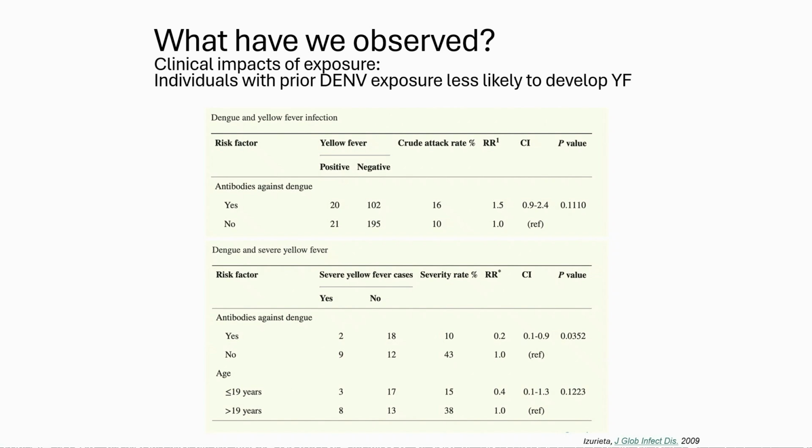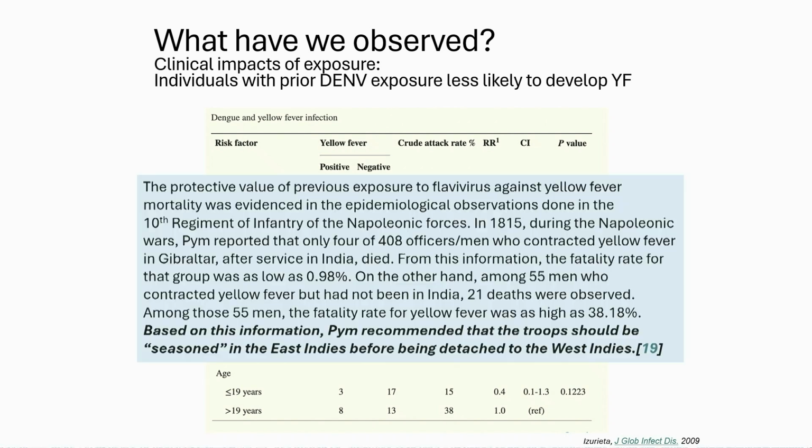And what they found was, if we look at individuals who seemed to have been pre-exposed to dengue, they were no more or less likely to be infected. That rate was the same. But if they looked at the incidence of severe disease, those who had apparent dengue immunity were much less likely to have severe yellow fever. 10% of them developed yellow fever compared to 43%.